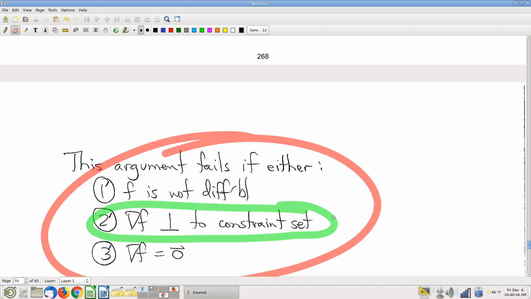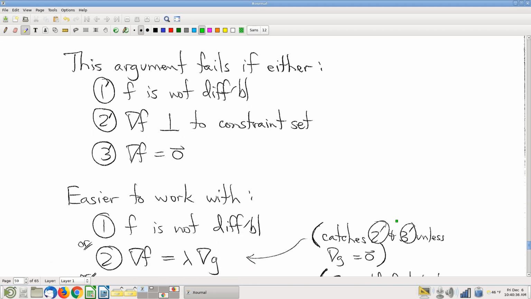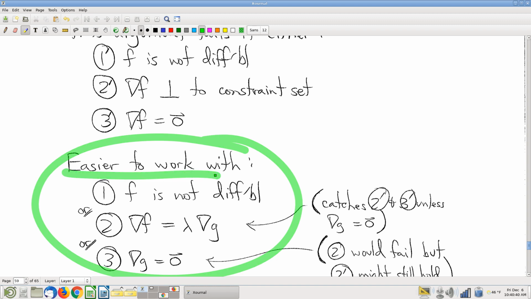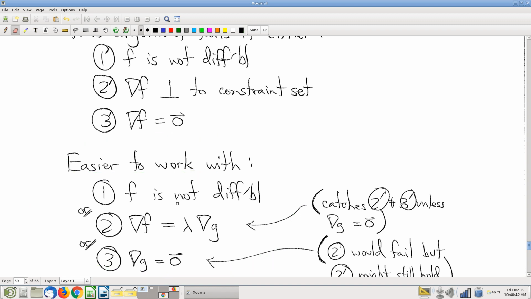Right? So what we're going to do instead is replace those conditions with these conditions. These are easier to work with. And I'm going to show you why this is just as good. Much easier to work with and just as reliable. By the way, it looks like there's a typo. There's not.